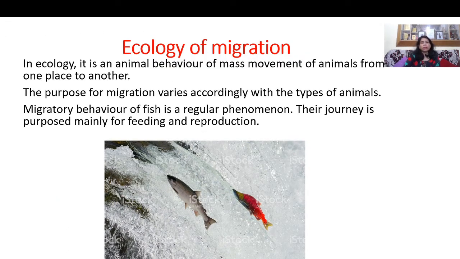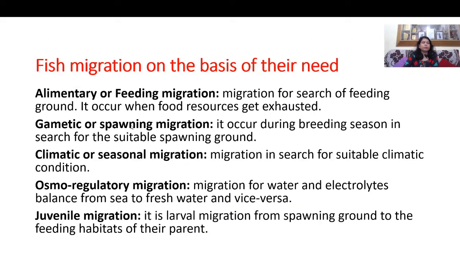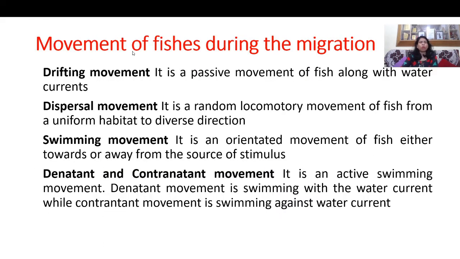You can see here the ecology of migration. In the ecology of migration, the animal behavior of mass movement of animals takes place from one place to another, and the purpose for migration varies with the type of animals. Migratory behavior of fish is a regular phenomenon, and their journey is purposed mainly for feeding and reproduction. Movement of fishes takes place in many types, like drifting movement, dispersal movement, swimming movement, denatant movement, and concomitant movement.